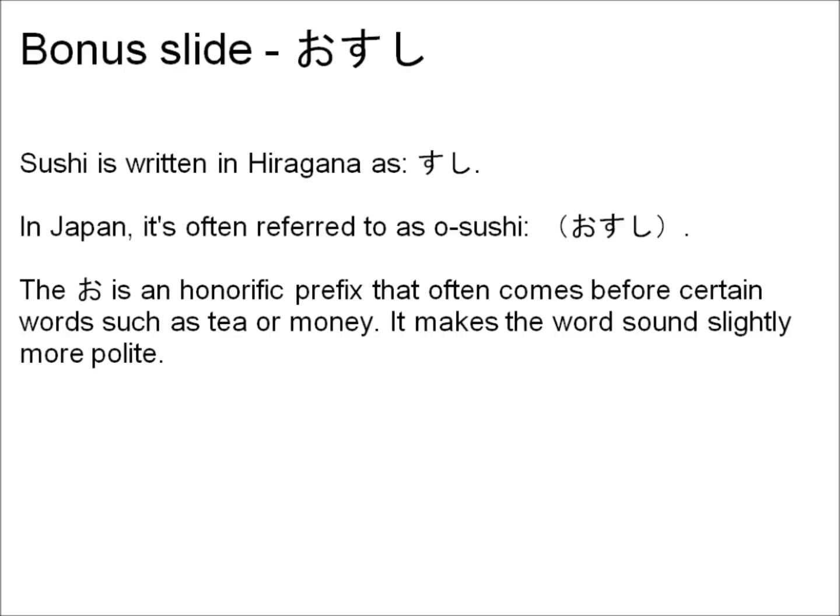Most of you are probably already familiar with sushi, which is written in Hiragana as sushi. But in Japanese, it's often referred to as osushi. The O is an honorific prefix that often comes before certain words such as tea or money. It makes the word sound slightly more polite. So next time you go out for sushi, impress a Japanese speaker by referring to it as osushi instead of just sushi.